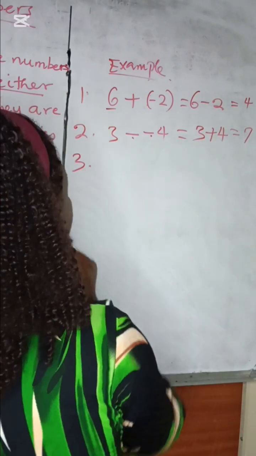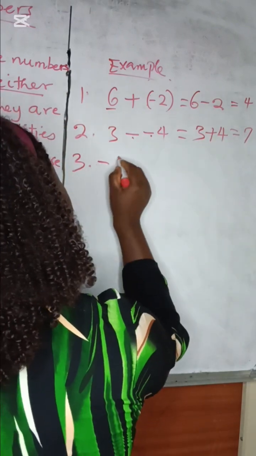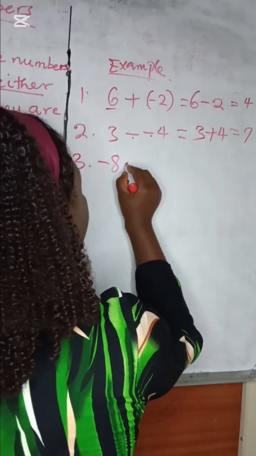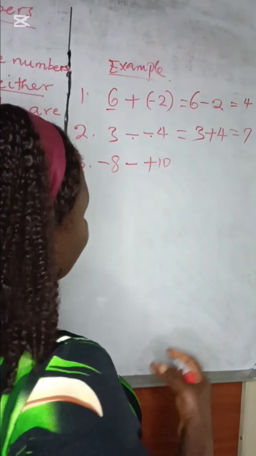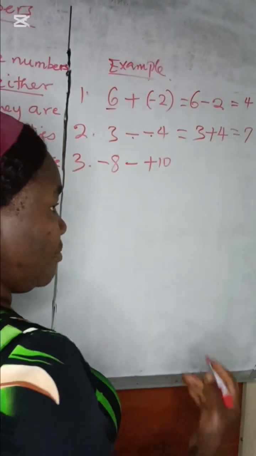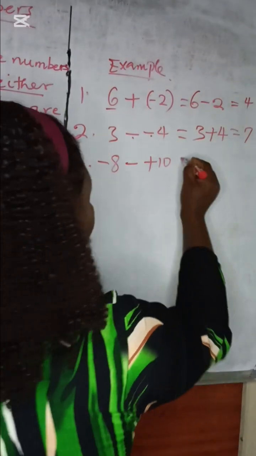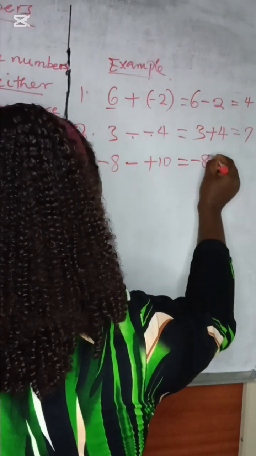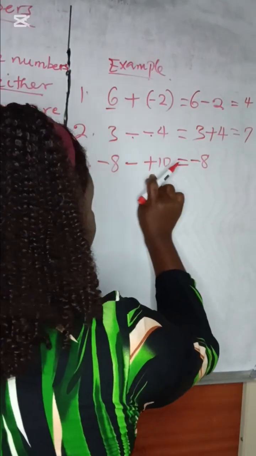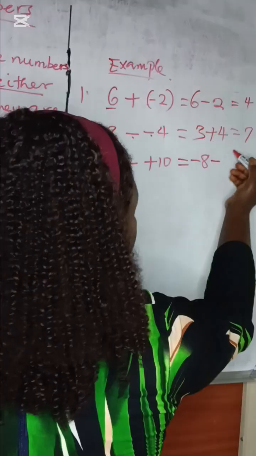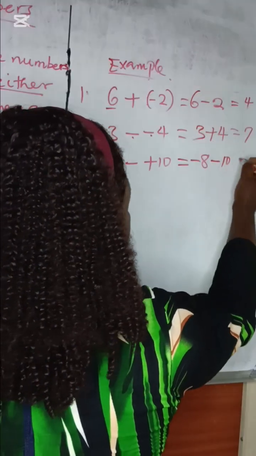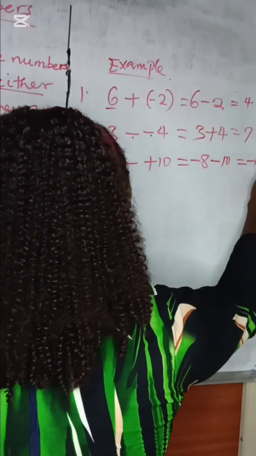Example 3. If we have minus 8 minus plus 10. Minus 8 minus plus 10. So we have minus 8. Of course, there are different signs. What do we do? We subtract. Minus 10. This gives us minus 18.